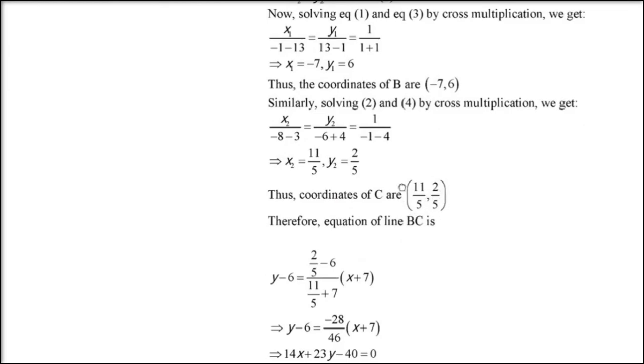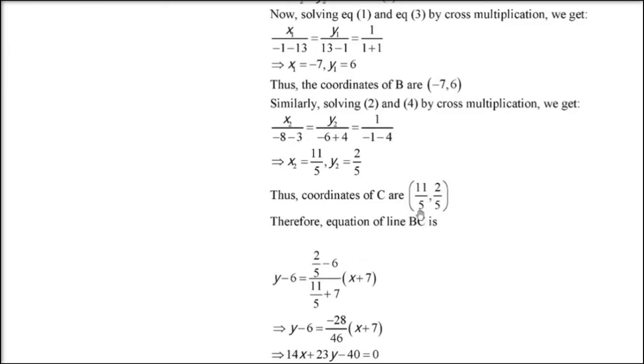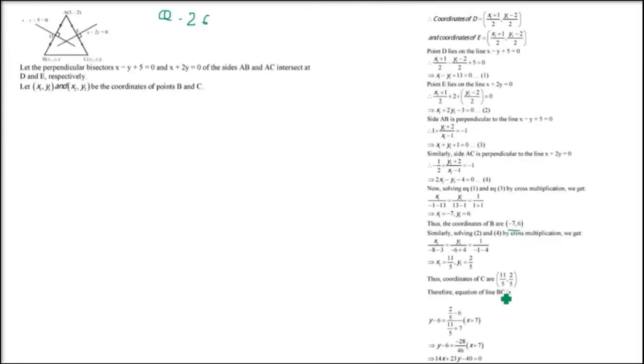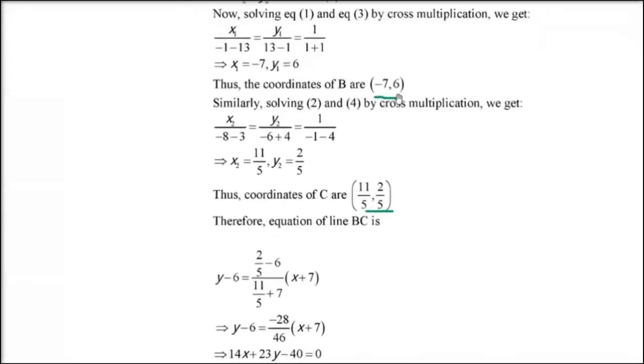So now we have the two endpoints of the line. And the question is asking about the equation. So B and C are known. What is the equation here? y minus y1 equals (y2 minus y1) by (x2 minus x1) times (x minus x1). So it will be y minus 6 equals (2 by 5 minus 6) by (11 by 5 plus 7) times (x plus 7). And the equation will be 14x plus 23y minus 40 equals 0.